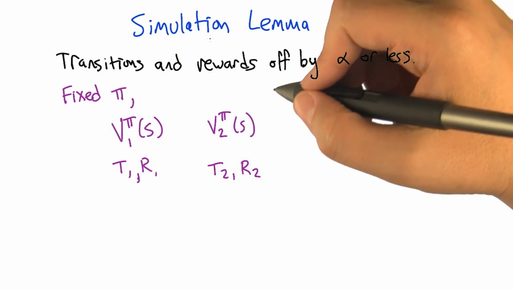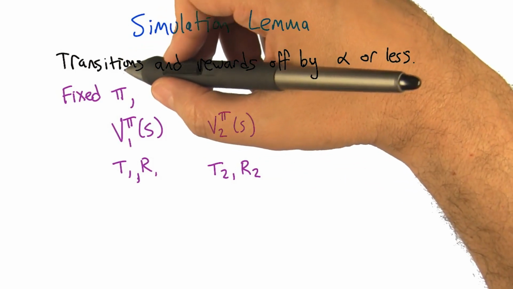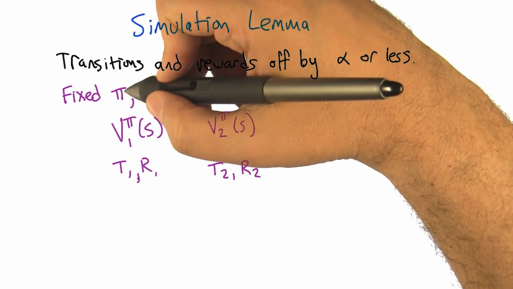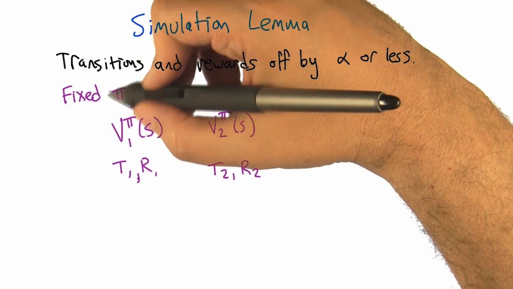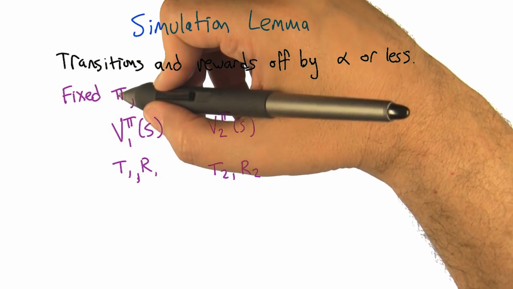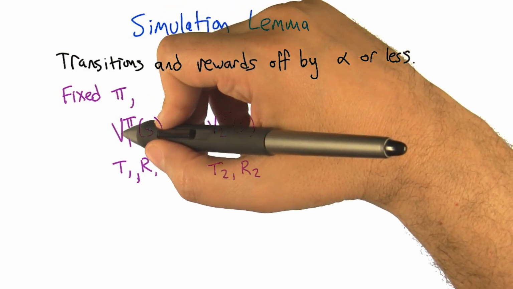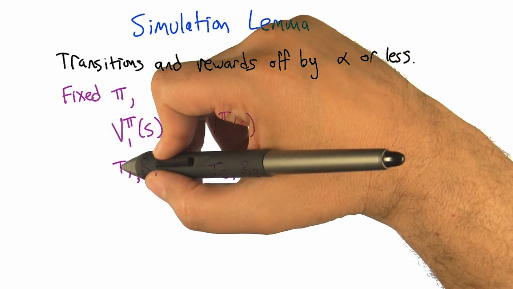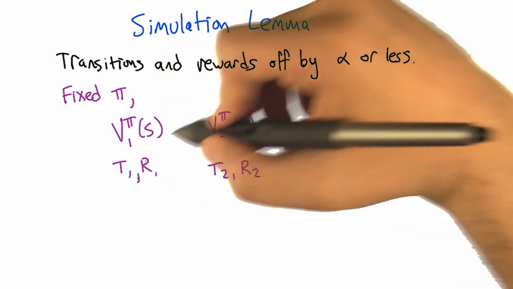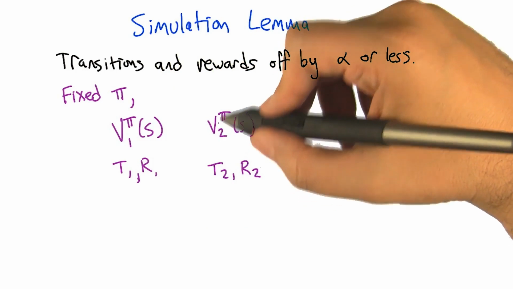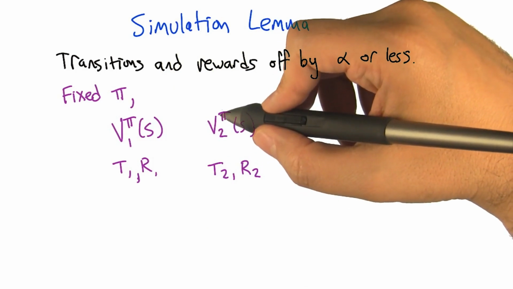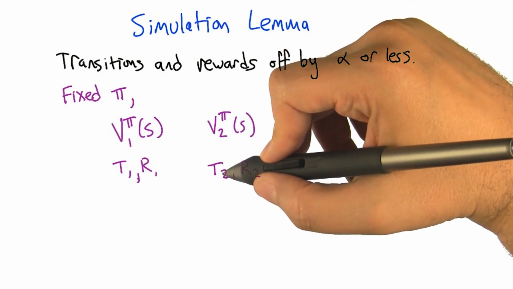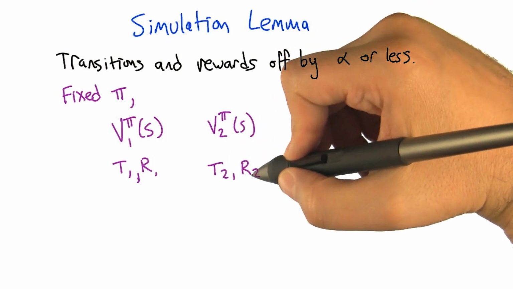And so the idea is that we've got transitions and rewards that are off by alpha or less, and we want to think about what happens if we adopt some policy pi, like any policy pi. We want to compare the value that we get for following pi in MDP1 that has transition function T1 and reward function R1 to the return that we get for following policy pi in MDP2, which has transition function T2 and reward R2.